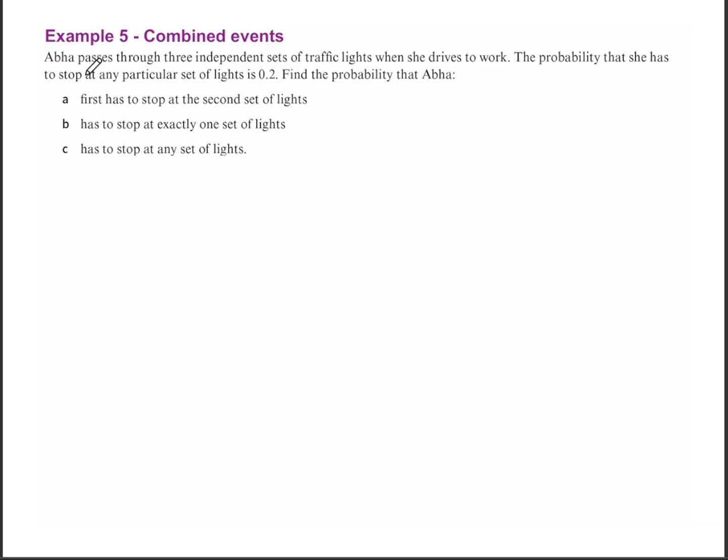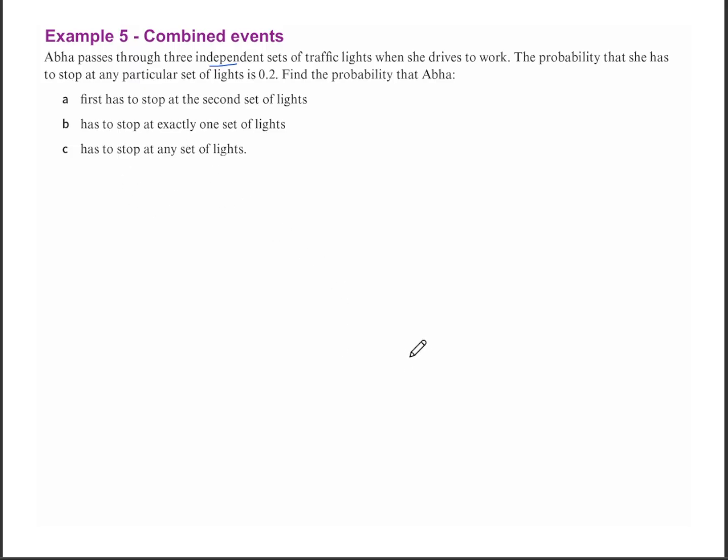Next, we are told that Abba passes through 3 independent sets of traffic lights when she drives to work. The probability that she has to stop at any particular set of lights is 0.2. Find the probability that Abba has to first stop at the second set of lights, or she has to stop at exactly 1 set of lights, or she has to stop at any set of lights.